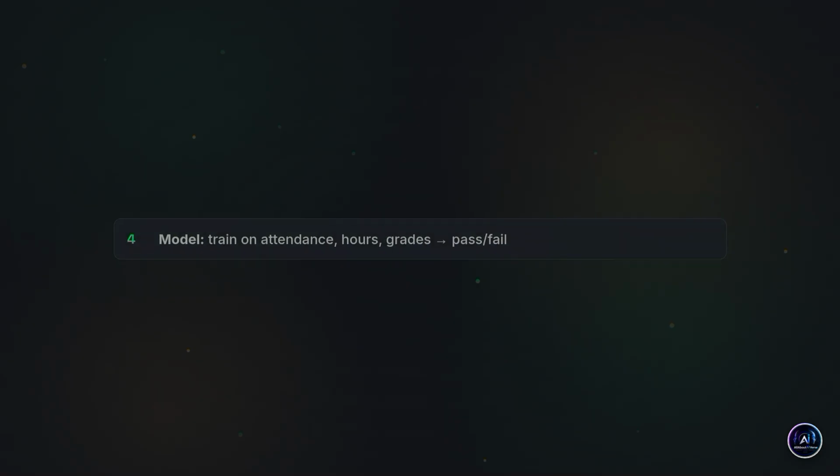Modeling. Train an algorithm on this data so it learns the relationship between those inputs and the pass or fail outcome. Evaluation. Test it on a fresh batch of students the model has never seen. If it predicts correctly there too, it's actually learned something real, not just memorized the original students.